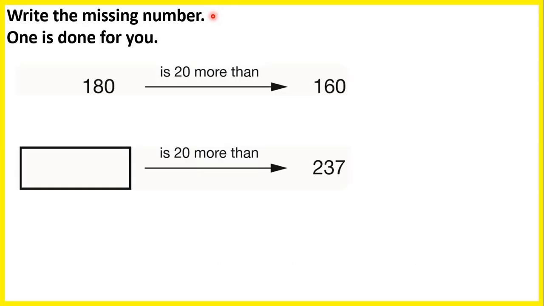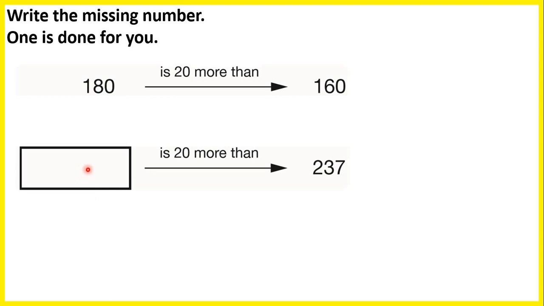Write the missing number. 1 is done for you. So they've told us that 180 is 20 more than 160. And that's because 180 minus 20 is 160, or 160 plus 20 is 180.